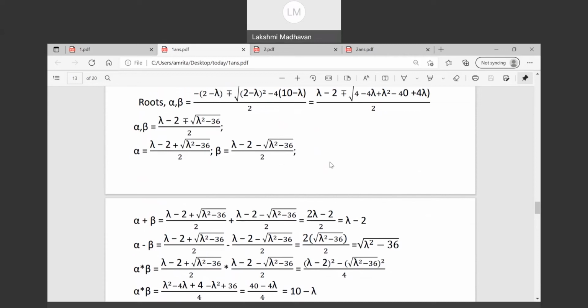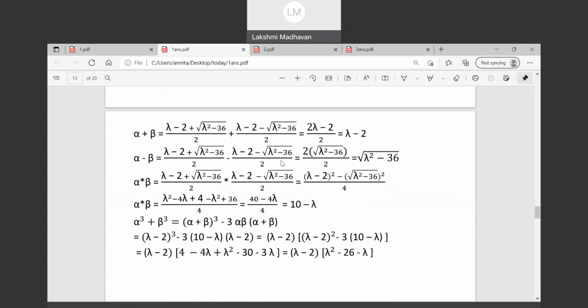Now I'm going to find the sum of roots and the product of roots. So I'm going to find alpha plus beta, alpha minus beta, and alpha beta. Why we are finding all these, I'll give you an idea about this. For alpha plus beta, we have the values of alpha and beta, so just adding them and removing the portions, we'll have 2 lambda minus 2 by 2, which becomes lambda minus 2.